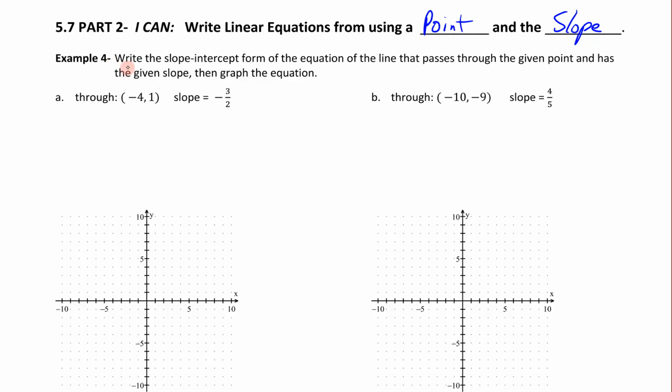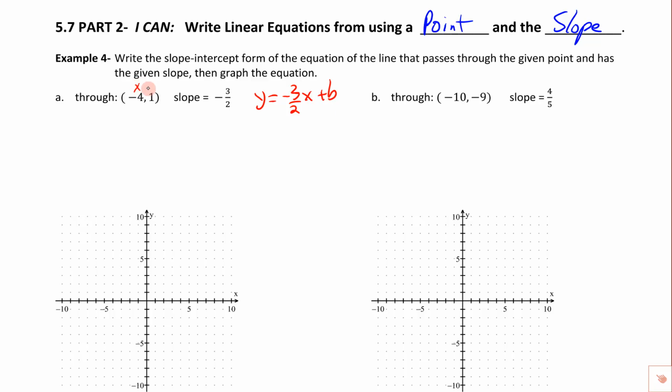So just like before, the instructions are write the slope-intercept form of the equation of the line that passes through the given point and has the given slope. So here's the point and here's the slope. Just like we did yesterday, this is a huge chunk of information right here. So I'm going to write down y equals -3/2 x plus b. We don't know what the y-intercept is yet.